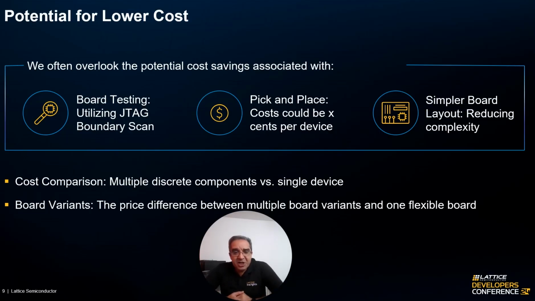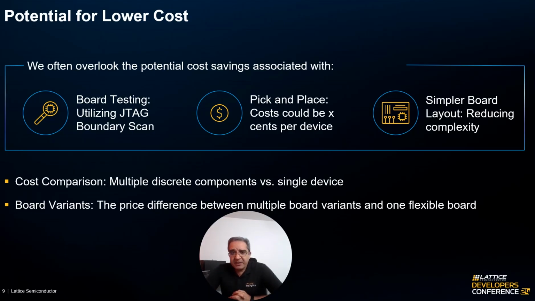So how can an FPGA be lower cost? That's a good question to ask. There are a couple of points that I'm going to highlight in this slide, in terms of board testing, pick and place, and board layout, that make the FPGA solution more attractive. For board testing, FPGAs integrate boundary scan registers in the I/O that allow you to test the whole board using this boundary scan technique, and that avoids any bed of nails or physical probing on the board, which makes the testing more cost effective.